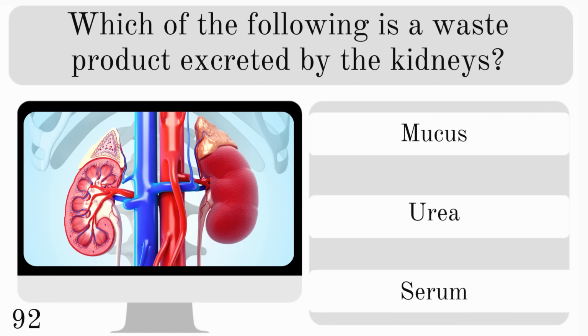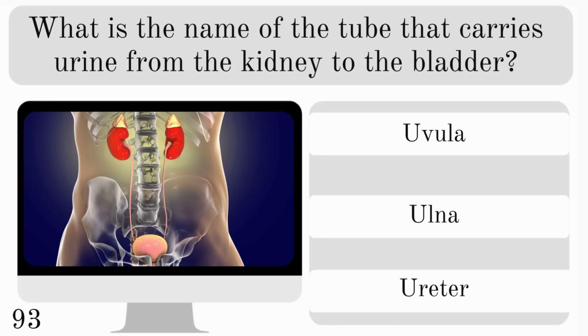Which of the following is a waste product excreted by the kidneys? Mucus, urea or serum? The answer there, urea. What is the name of the tube that carries urine from the kidney to the bladder? Is it the uvula, ulna or ureter? And the correct answer, the ureter.